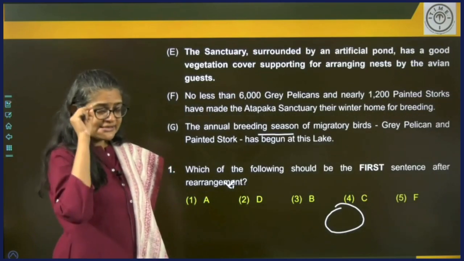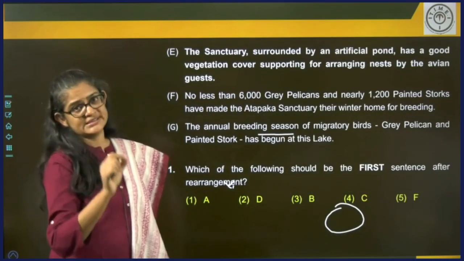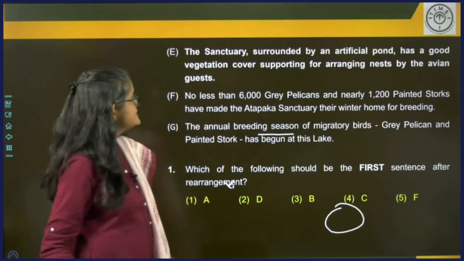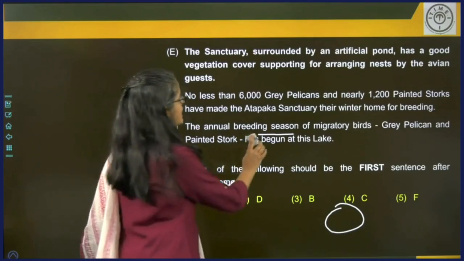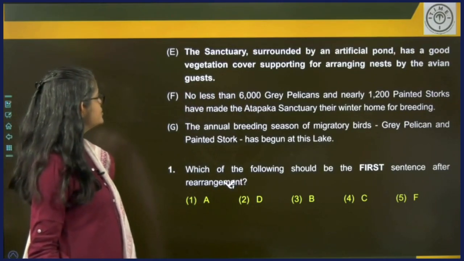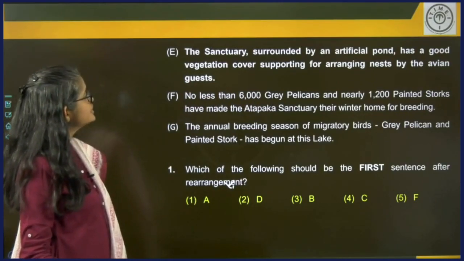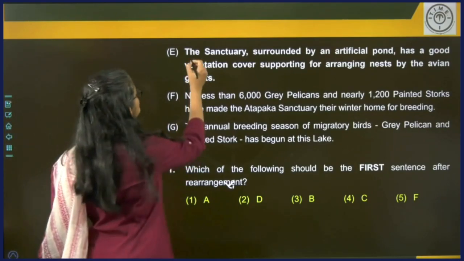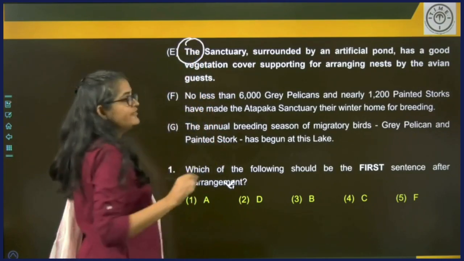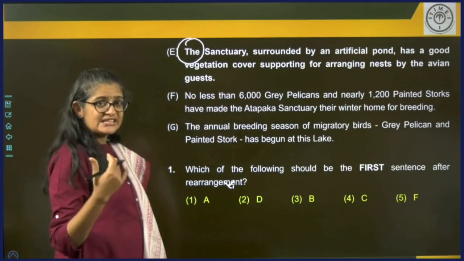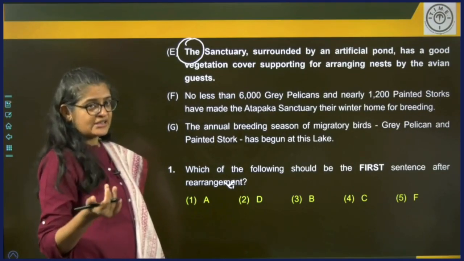This is why I said you need to really be focused for doing this question type. Okay. The sanctuary, surrounded by an artificial pond, has a good vegetation cover supporting for arranging nests by the avian guests. Okay. So, the sanctuary, which sanctuary? The same thing. That comes after a sentence which talks about the sanctuary.